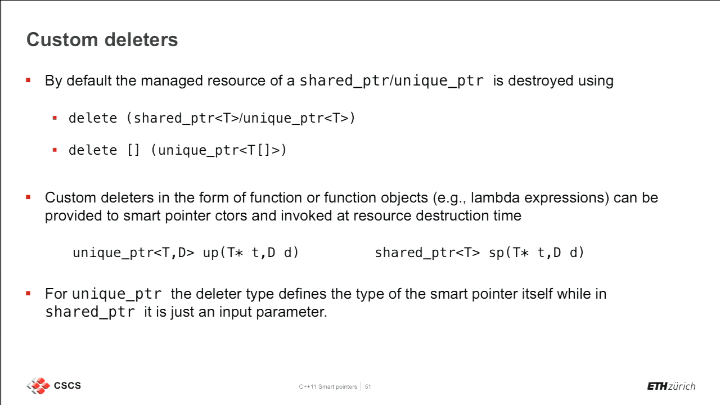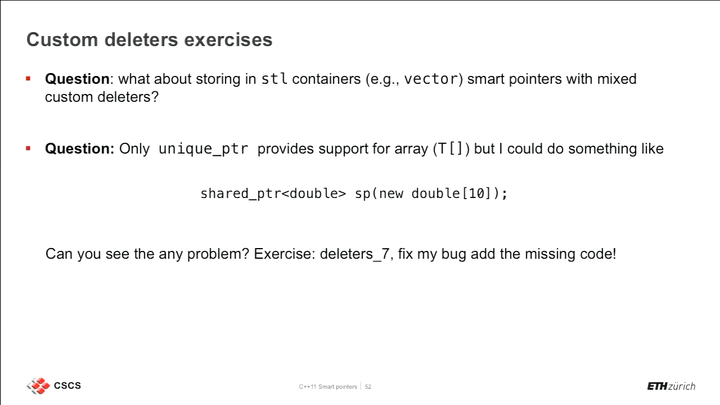So this is a big difference, since for the unique pointer, when you provide a custom deleter, you're also specifying the type of the unique pointer. The same is not true for the shared pointer, where the custom deleter type is not part of the template parameters. So this is quite important because it makes a big difference.